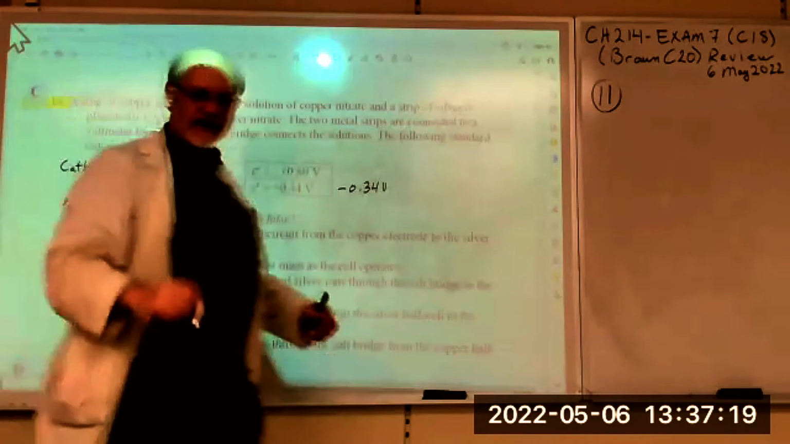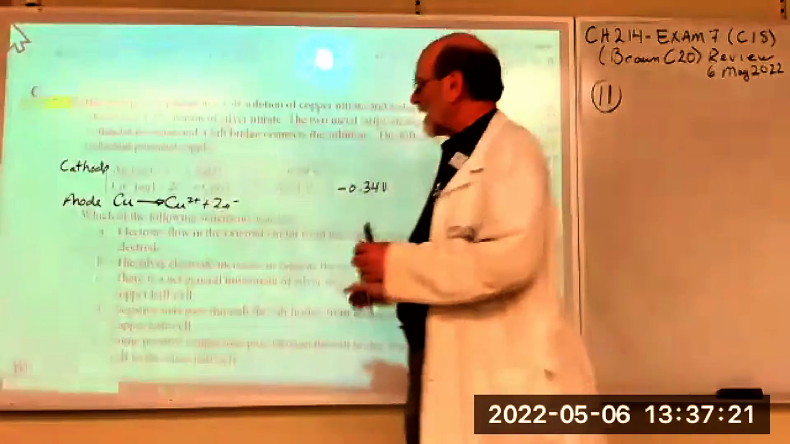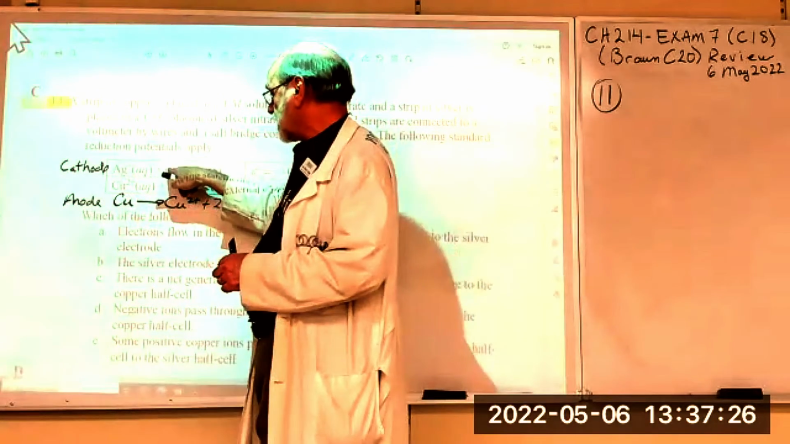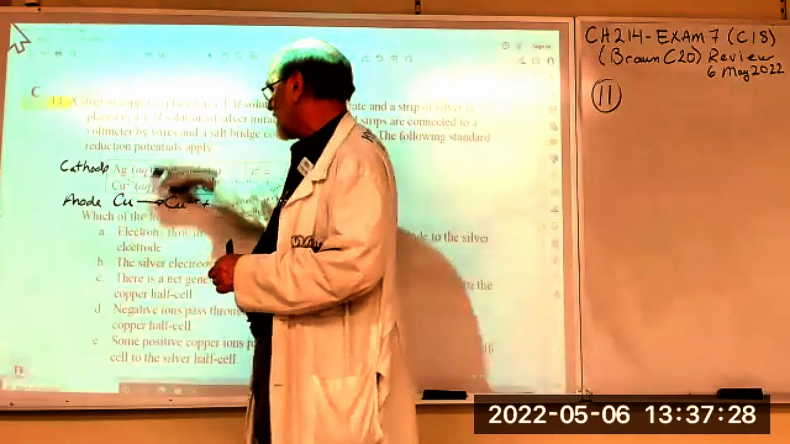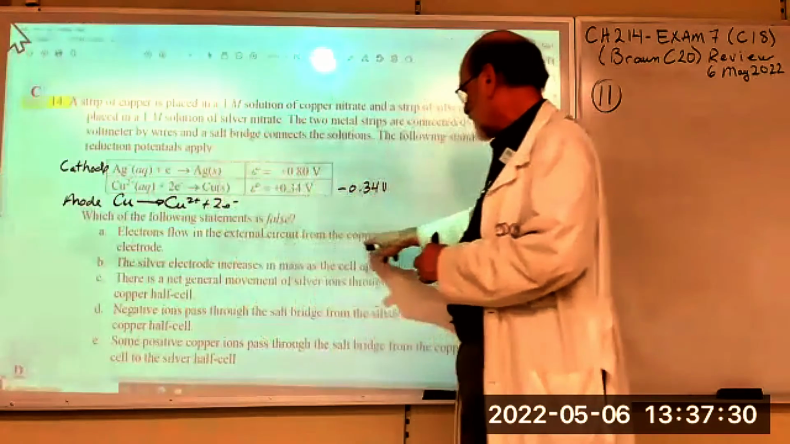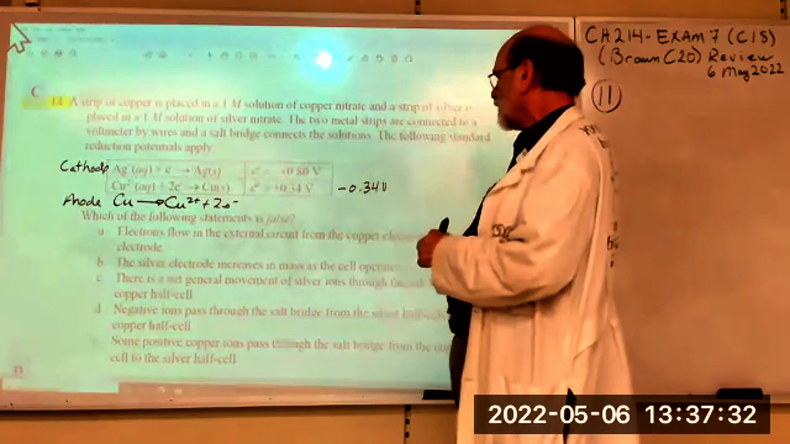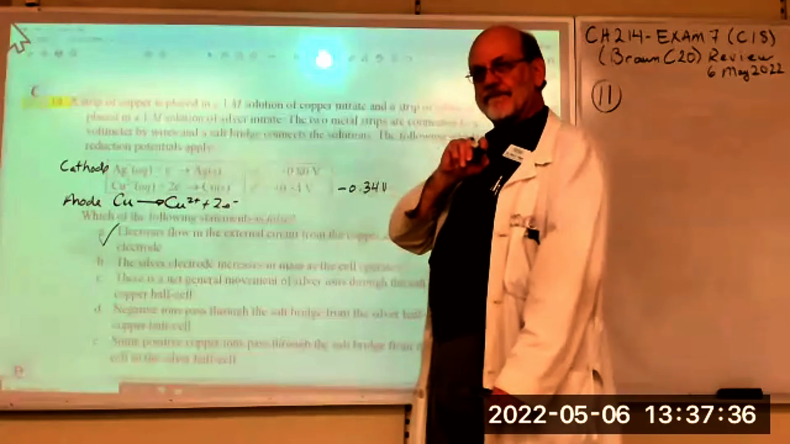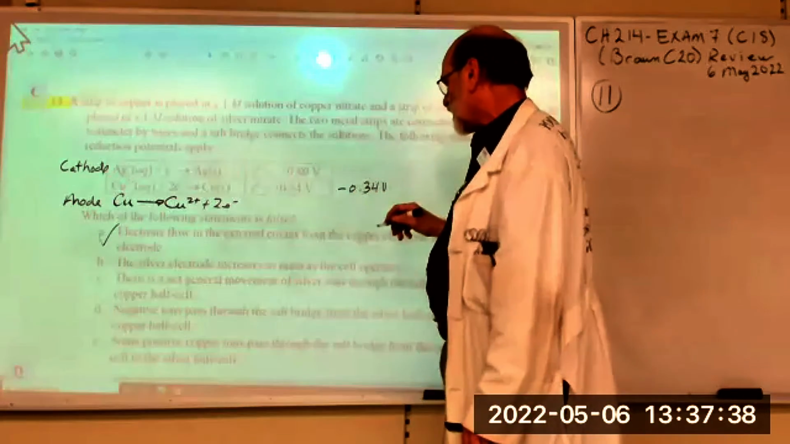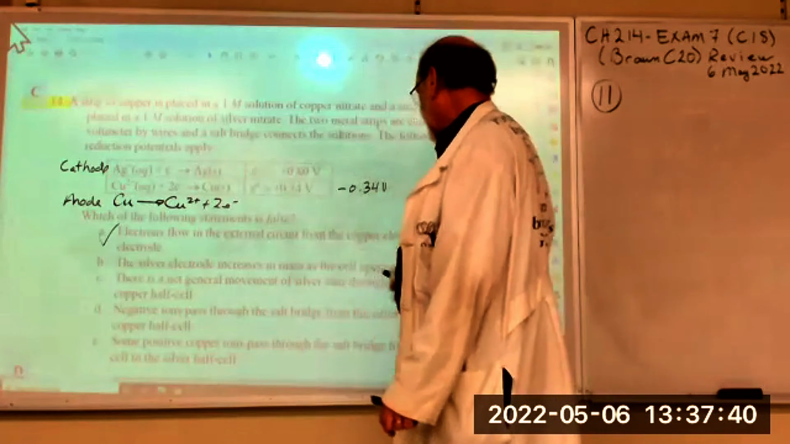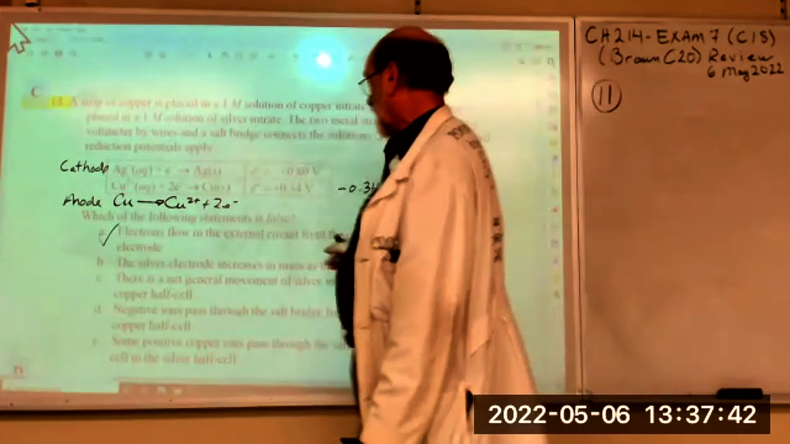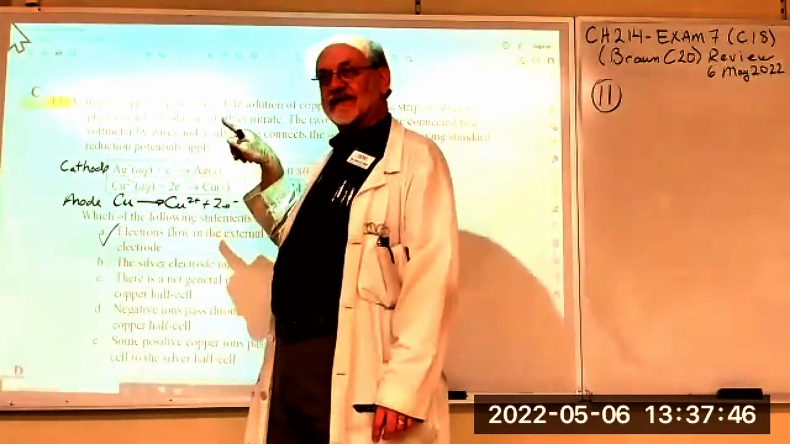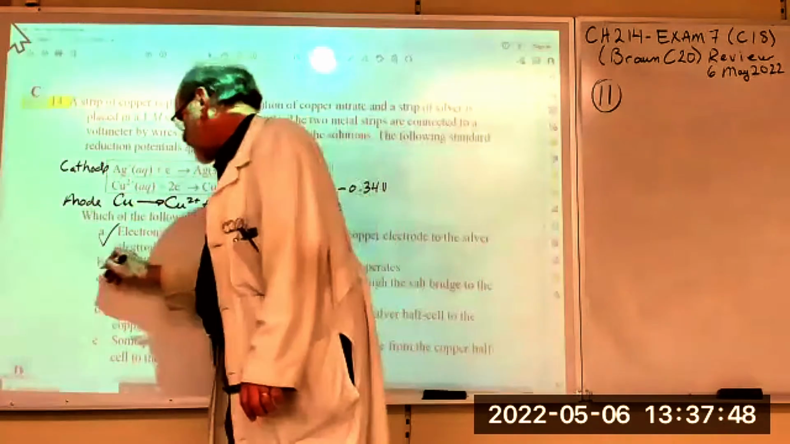So that means that the electrons in the wire are flowing into this cell. These electrons are coming through the wire from that cell. Electrons flow in the external circuit from the copper to the silver. That is true. Okay. The silver electrode increases in mass as the cell operates. Okay. Reduction is taking place and producing silver metal on the electrode. That one is true also.